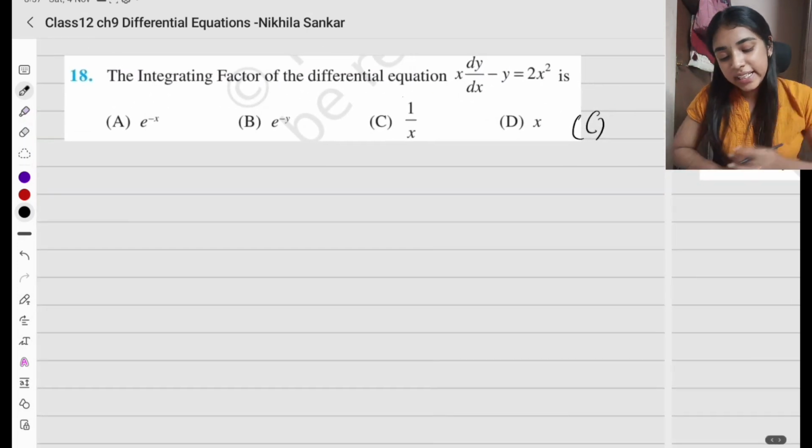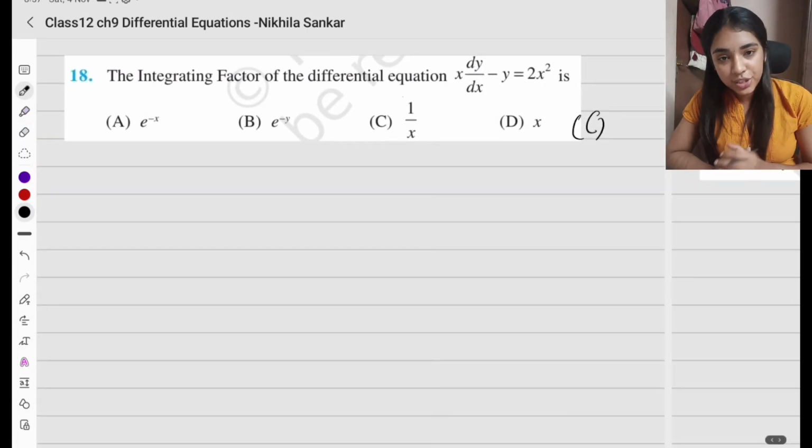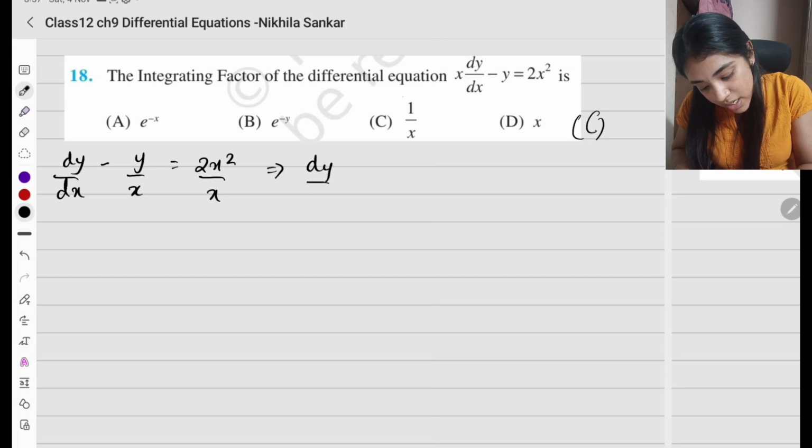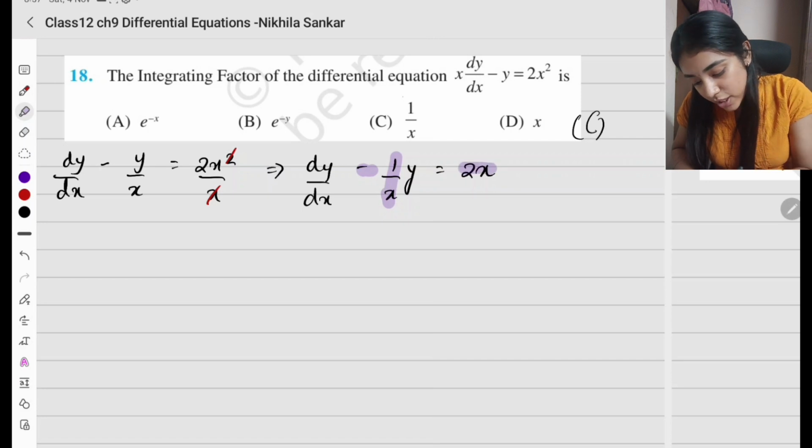Question number 18. The integrating factor of the differential equation. Integrating factor மட்டும் கேக்குறாங்க. full-ஆ solve பண்ண சொல்ல. So let's solve it. This is not of the form that we need. So dy by dx minus y divided by x equals 2x square divided by x. So இதை simplify பண்ணா dy by dx minus 1 by x into y equals 2x. இது cancel ஆகுமா? x x square cancel ஆகும். So this is going to be my p. This is going to be my q.